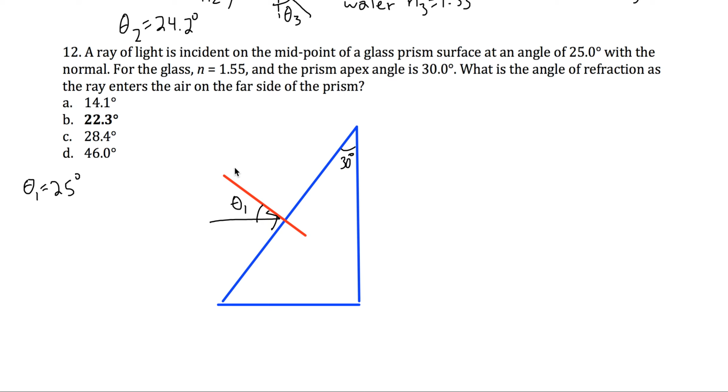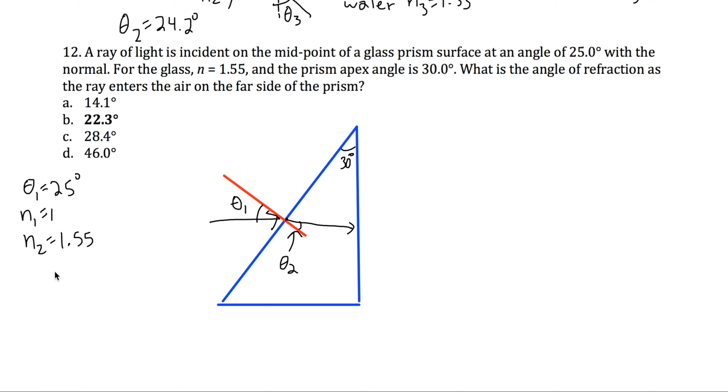N1 is going to be air, so N1 is going to be 1. We're incident onto the glass, N2, which has an index of 1.55. And the first thing we need to do is figure out what's going to be this angle of refraction here. It's going to refract towards the normal here. So we need to find this angle here, which is angle theta 2.